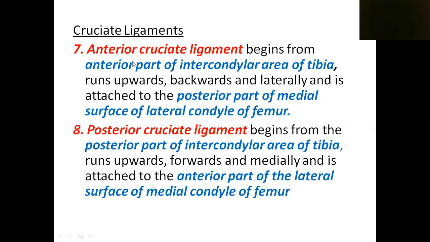So that's all about the cruciate ligament. The anterior cruciate ligament begins from the anterior part of the intercondylar area, and its upper end is attached to the posterior or medial surface of the lateral condyle. Then the posterior cruciate ligament goes from the posterior part of the intercondylar area of the tibia to the medial condyle of the femur.